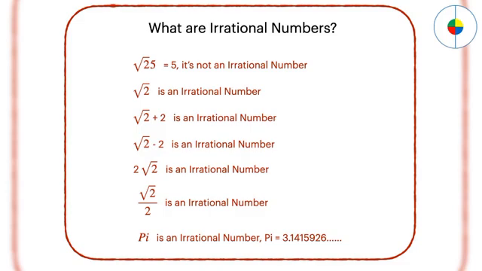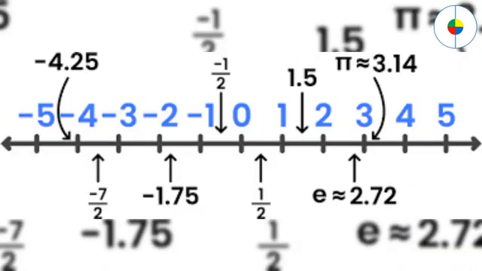There are also some special numbers, like pi, which are also irrational numbers. Finally, we come to the last concept called real numbers, which are all the numbers that can be found on a number line, including all positive and negative numbers, all decimals, all fractions, and all rational and irrational numbers.